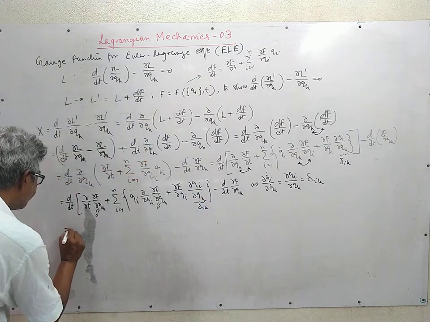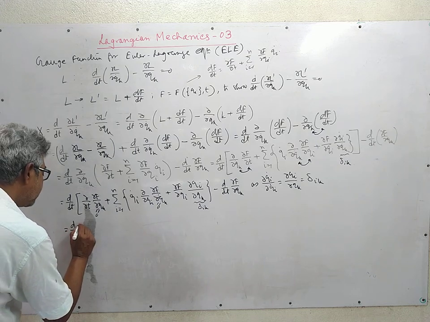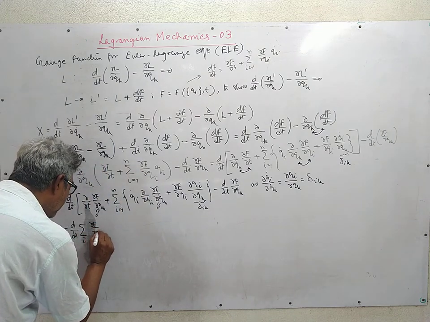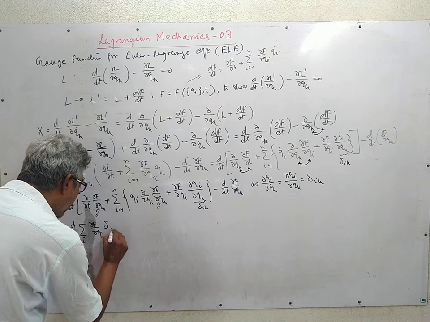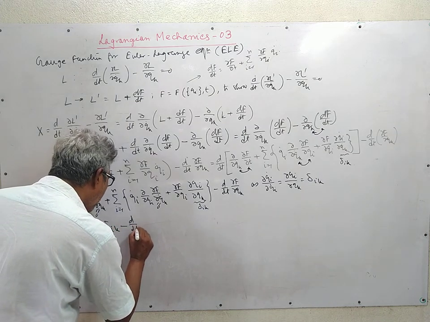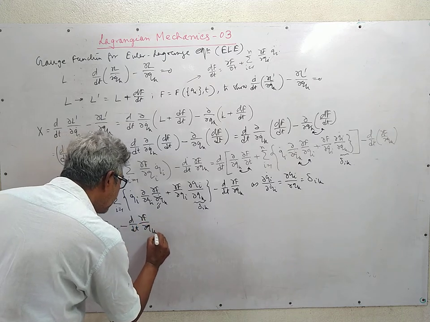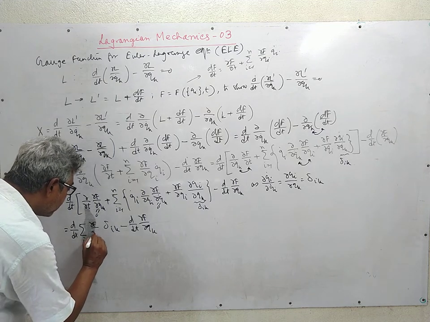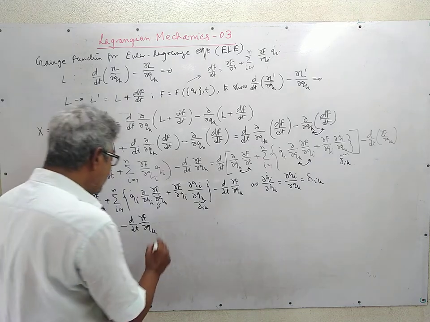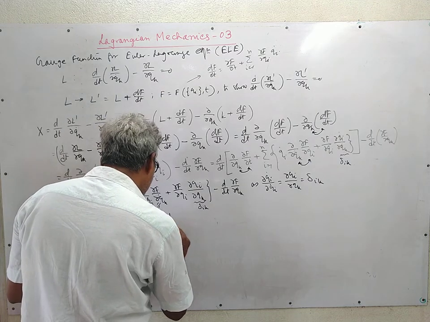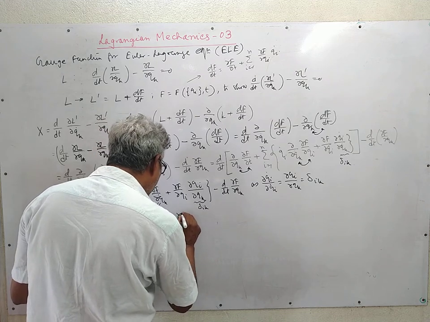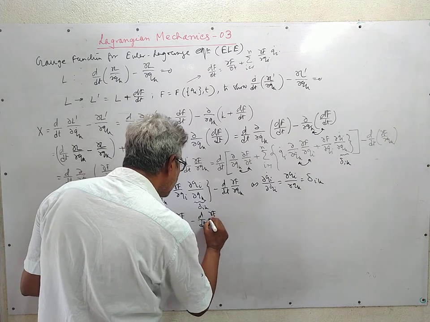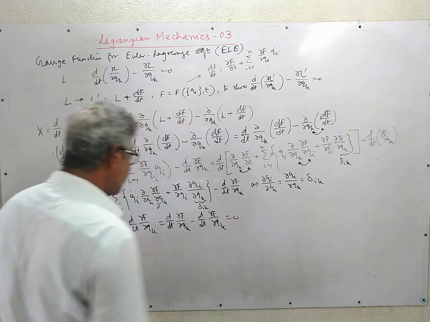And we have d/dt of summation over i of ∂f/∂q_i delta_ik minus d/dt of ∂f/∂q_k. If we carry out this sum over i, then only that term contributes for which i is equal to k, in which case this is equal to d/dt of ∂f/∂q_k minus d/dt of ∂f/∂q_k, which is equal to 0.